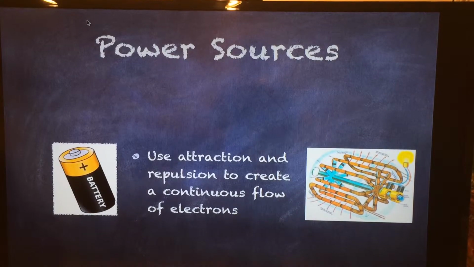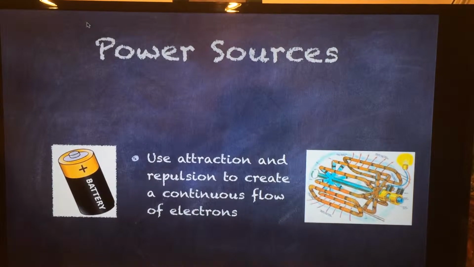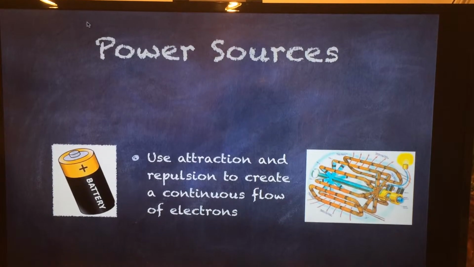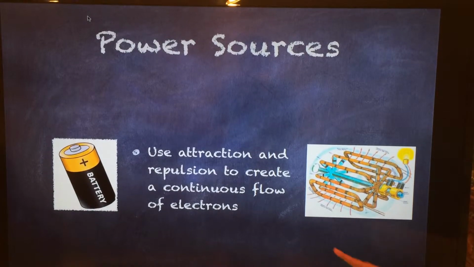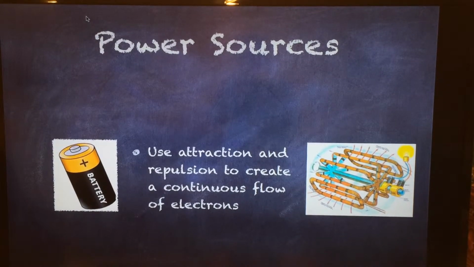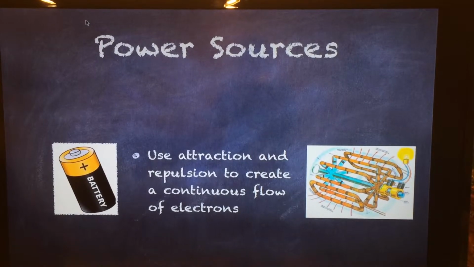So what does that mean about our power sources? Power sources use attraction and repulsion to create a continuous flow of electrons. This means that our power sources are using chemicals, such as a battery, or magnets, such as a generator, to continuously keep the flow of electrons going.